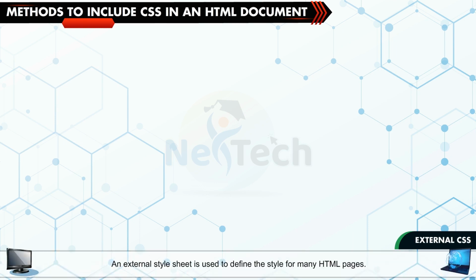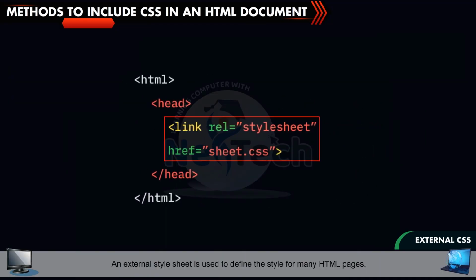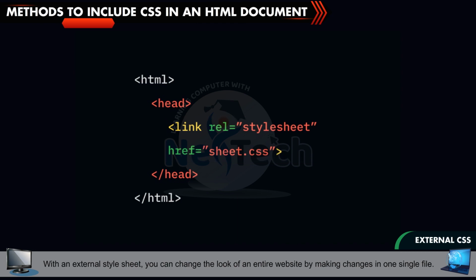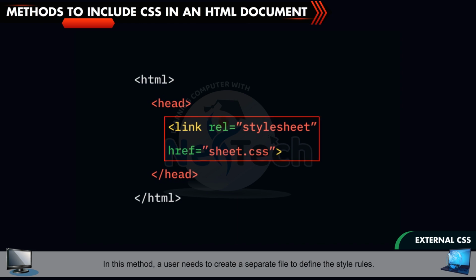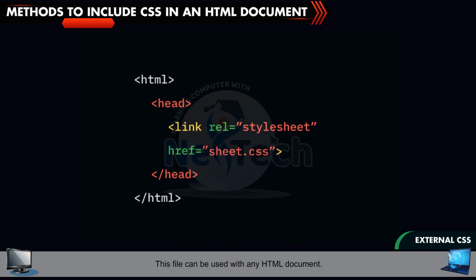External CSS. An external style sheet is used to define the style for many HTML pages. With an external style sheet, you can change the look of an entire website by making changes in one single file. In this method, a user needs to create a separate file to define the style rules. This file can be used with any HTML document.